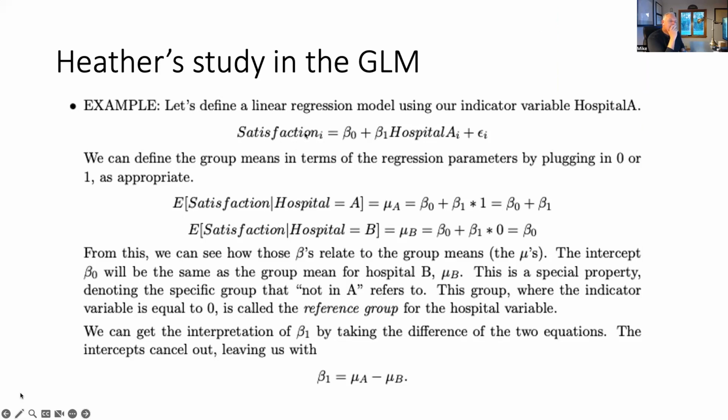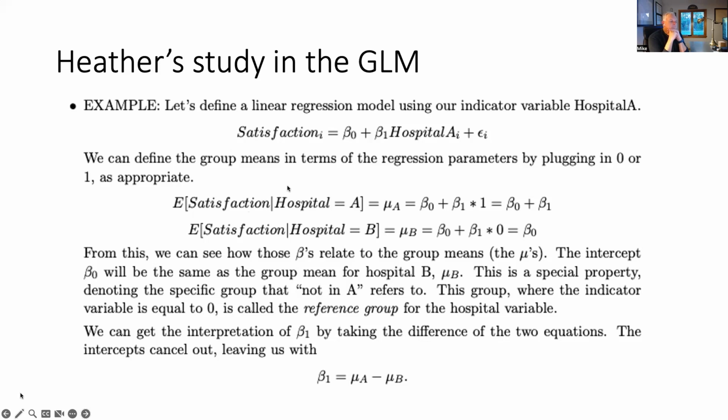Right? So we write down our outcome. Here we've got our intercept plus beta 1 times our new indicator variable, which, remember, anyone in hospital A, this hospital A variable is equal to 1. Anybody in hospital B is equal to 0, plus our random error. Let's see what happens when we take expected values. Right? So again, in t-tests, we're dealing with means, expected values.